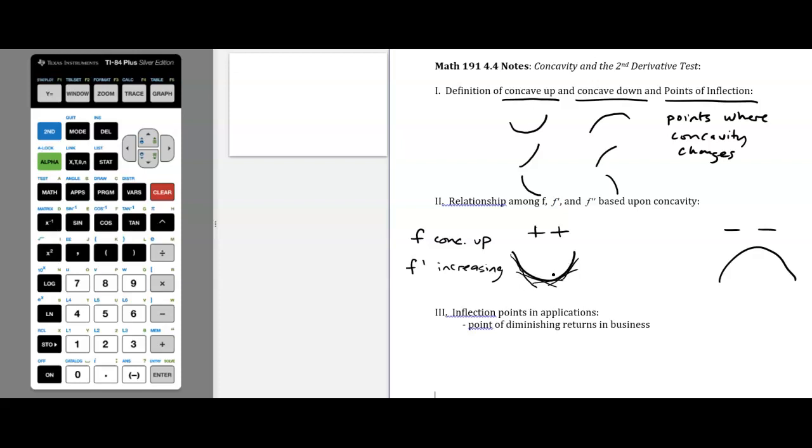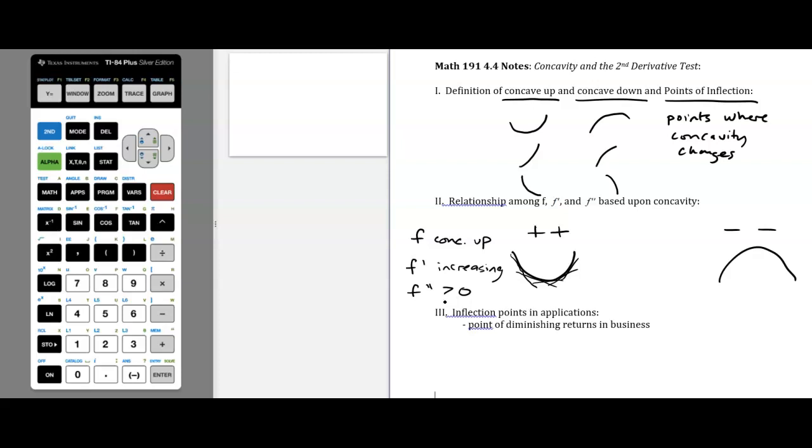But in the last section, we learned that when a function is increasing, its derivative is positive. And so what is the derivative of f prime? Well, the derivative of f prime is f double prime. And so when a function f is concave up, f prime is increasing and f double prime is positive.